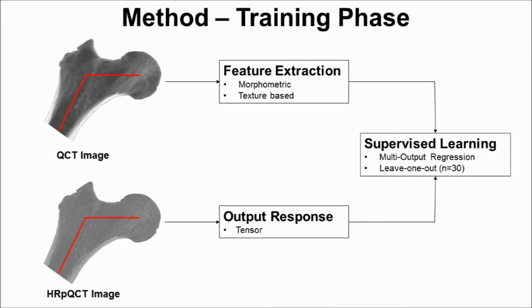The machine learning approach has two phases, a training phase and a testing phase. The training phase is presented in this slide. From the QCT image, two types of features are extracted, morphometric features and texture-based features. These features are the inputs to the model. From the HR-pQCT image, the tensors are computed. These form the output response of the model. A multi-output extra trees regression model is then built from this training data.